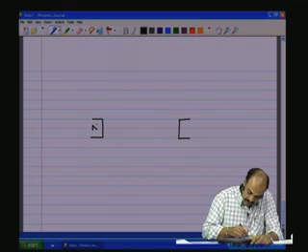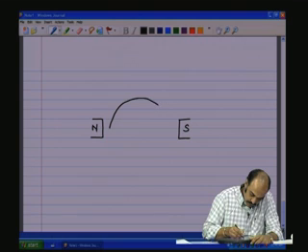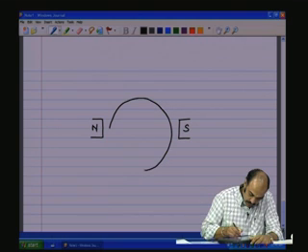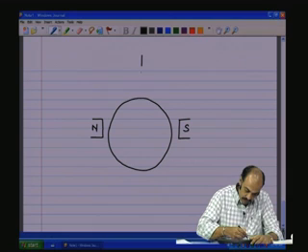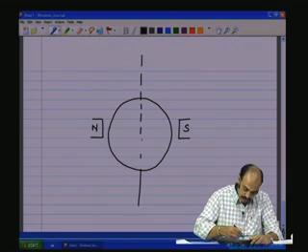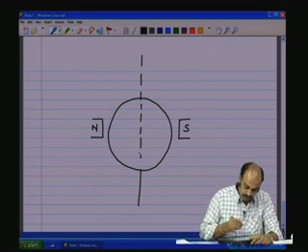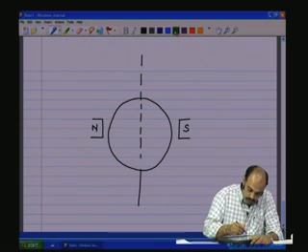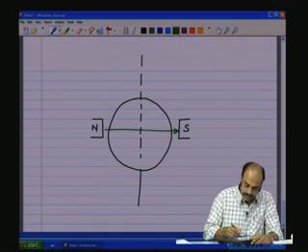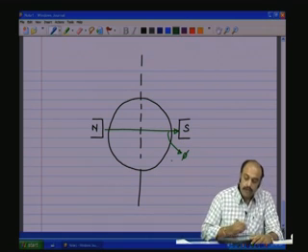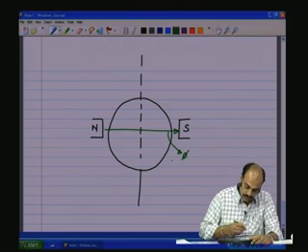So you have the north, you have the south, and I have the armature here, the circular armature, and what was supposed to be the neutral zone where no flux was supposed to be there. So we have one set of flux here. Now, this is the flux which is due to the north south pole.